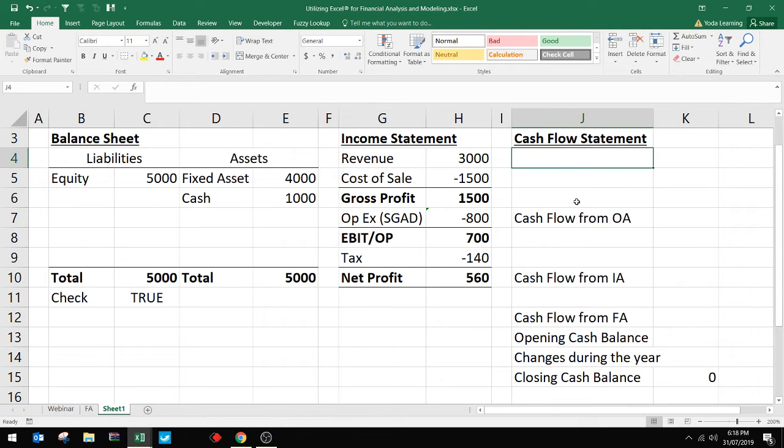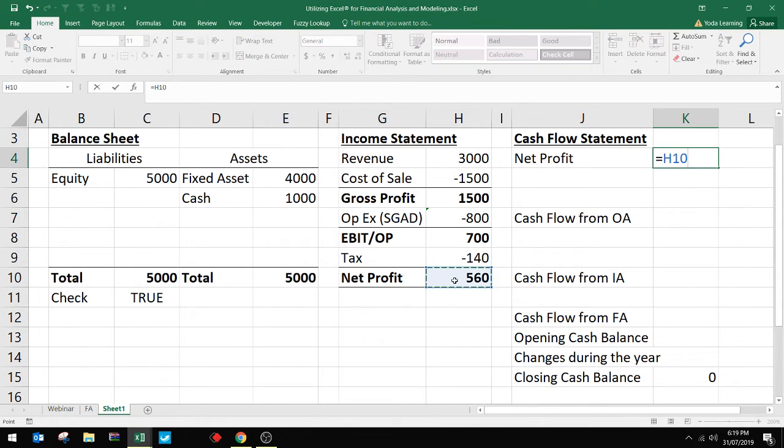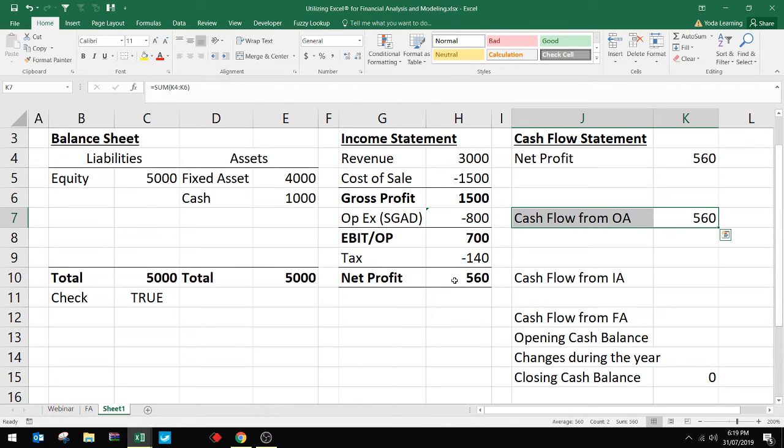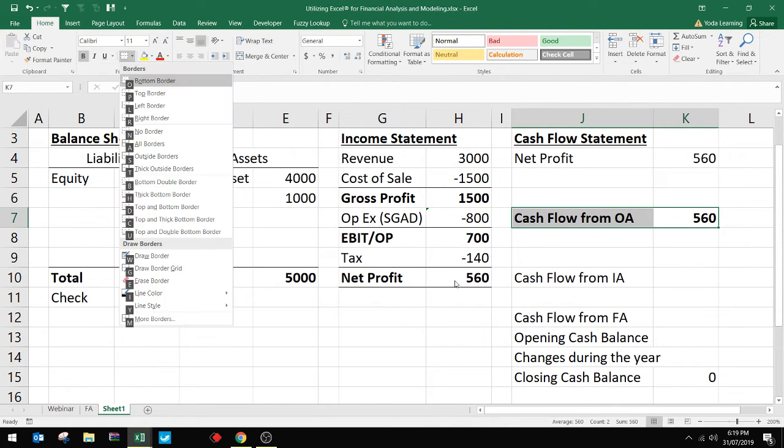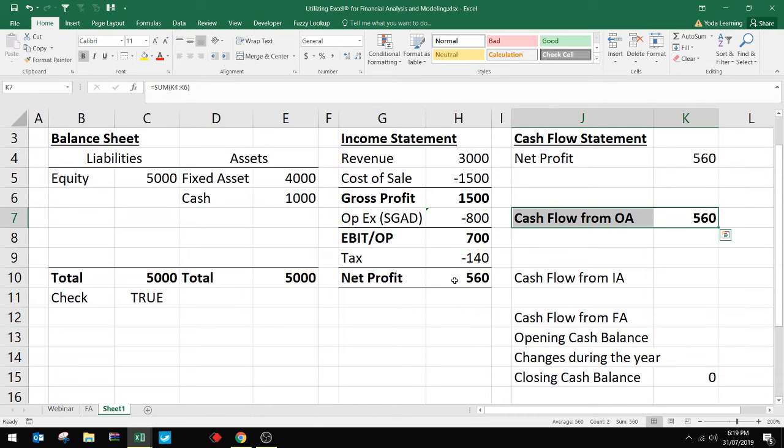At the very beginning, we will write the net profit, because we have assumed that all of these cash inflows and outflows were in cash. So our net profit in cell K4 can straightaway be linked. How do you link? You just press equal to and you click on H10. Your net profit has been linked. And in cell K7, I would request you to press Alt equal to take the sum. So our cash flow from operations, our first category, is 560.